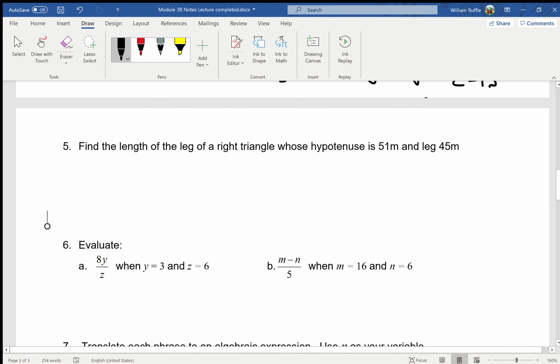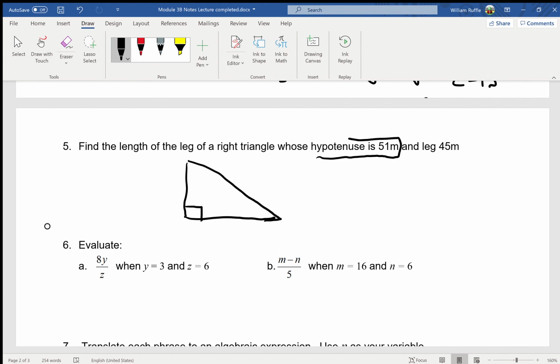The next one here is going to be finding the length of the triangle, where 51 meters is the hypotenuse, and the leg is 45 meters. So I'm going to draw my triangle again. My right angle's here, but this time the hypotenuse is 51. So that means C is equal to 51. Then I have A equals and I have B equals.